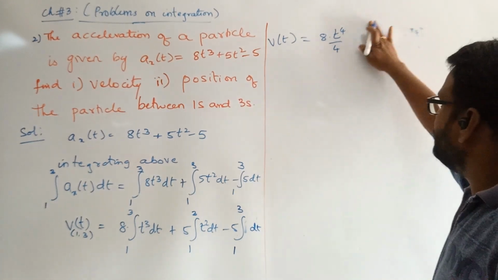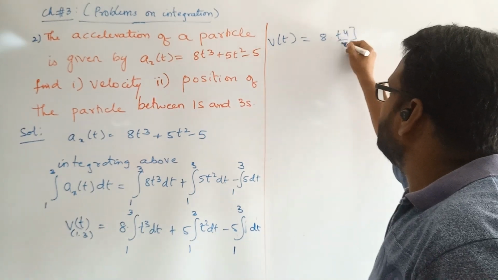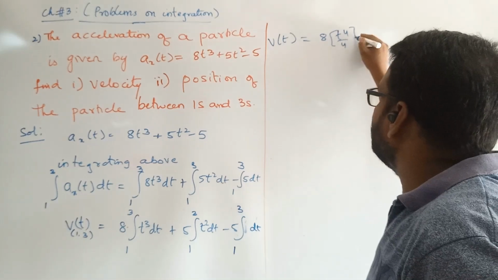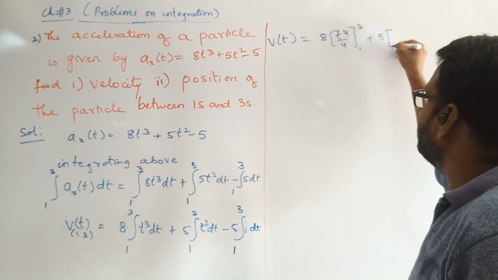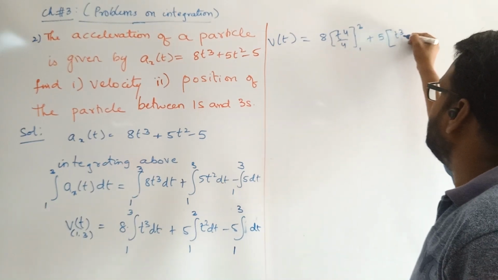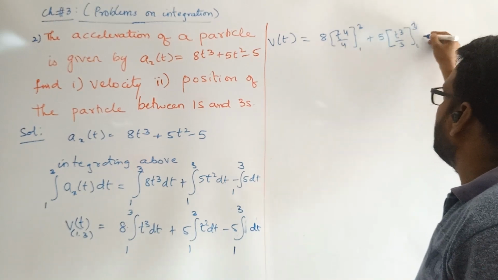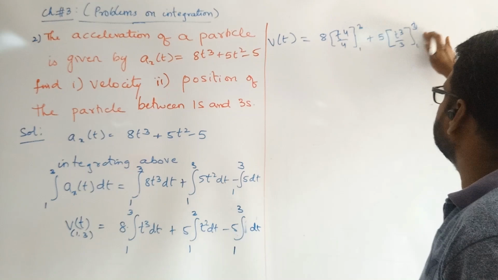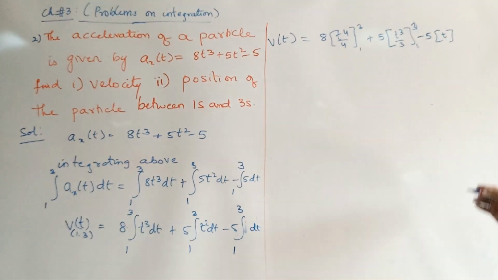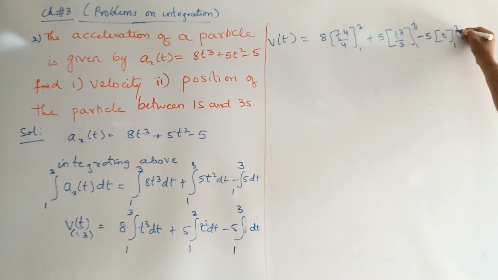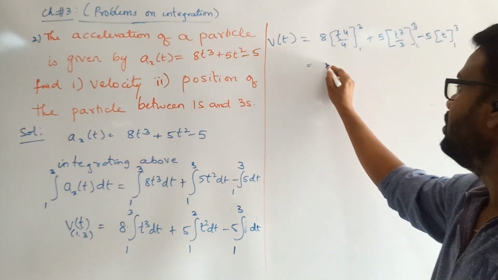But what is that you need to do? You need to apply limits, right? Sorry, apply limits. This is t power 4 by 4 from 1 to 3, plus 5 times t cube by 3 from 1 to 3, minus 5 times t, integration of 1 dt is t, from 1 to 3. When you have limits, you are supposed to apply both the things.